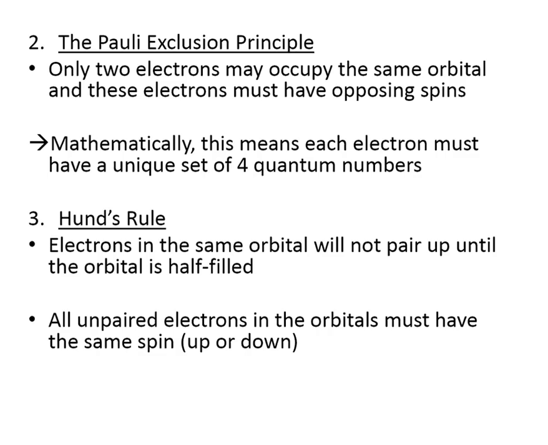So now what we're going to do is introduce 2 other rules which are new that apply to electron configurations. So the first one's called the Pauli exclusion principle. It says only 2 electrons can occupy the same orbital. So we've talked about 2 going in each orbital or suborbital, depending on which orbital type you have.